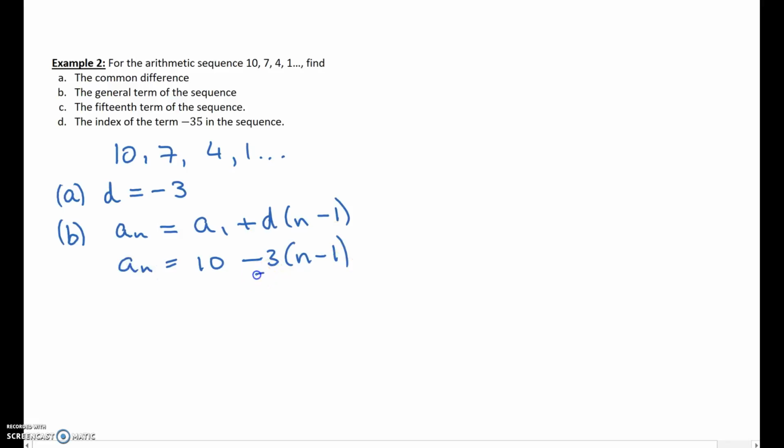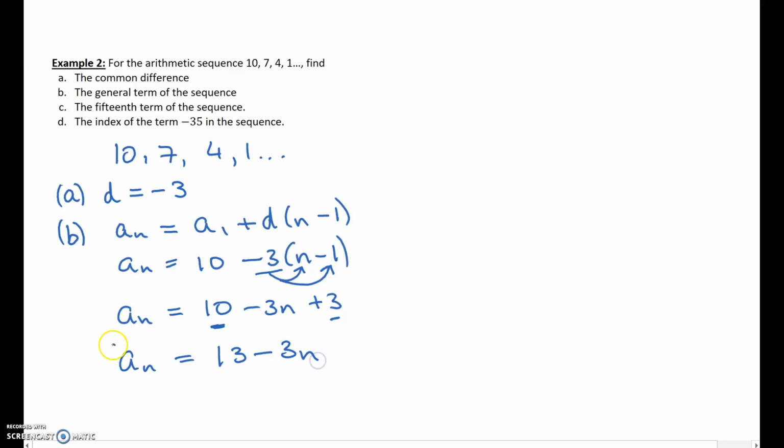Now, we're going to distribute the negative 3 in here. So if we distribute the negative 3, we get A_n equals 10 minus 3n, minus by minus is plus 3. And then we can add the 10 and the 3, and that gives you A_n is equal to 10 plus 3 is 13, minus 3n. And that's going to be the general term of this sequence.